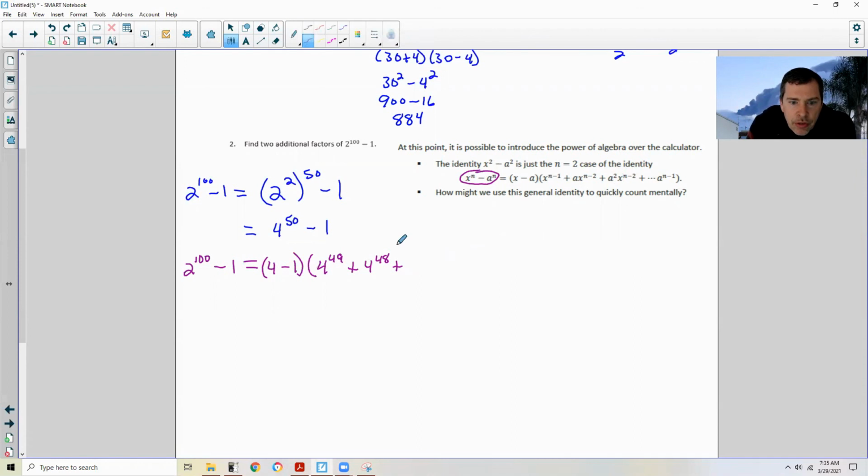Plus, and then all the way out at the end, a, which is 1, to the 50 minus 1, which is 49. Well, 1 to the 49 is still just 1. So since we get this, we know that 4 minus 1 is a factor. So we have 3 is a factor.